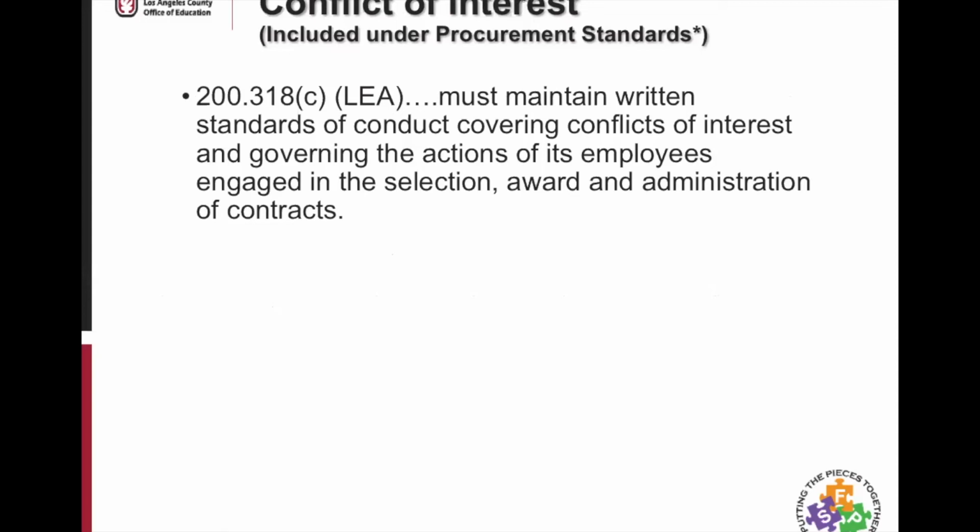All right. Conflict of interest is included in the procurement section, and you'll also find it in some other areas. But conflict of interest, you have to maintain standards of conduct covering conflicts of interest, and then governing the actions for employees if they're engaged in the selection, award, or administration of contracts particularly. So those people who are reviewing and selecting contracts, how do you ensure there's no conflict of interest?